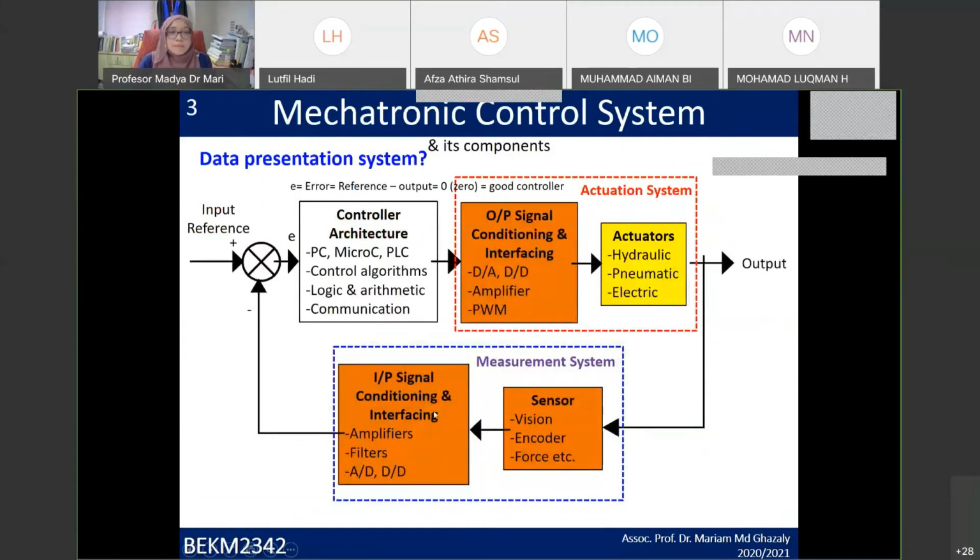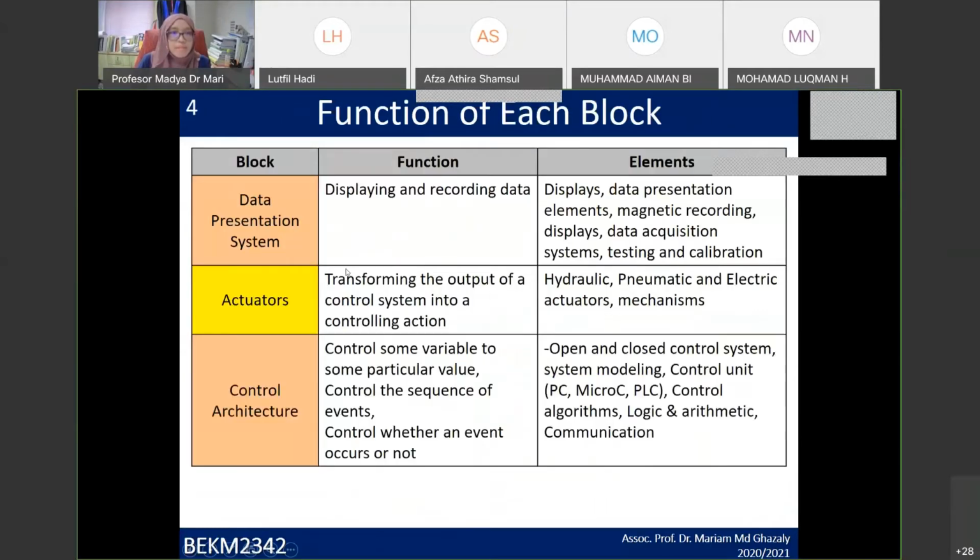Okay, I will just skip this. This one is a normal thing. So what we are going to learn in this topic is actuating systems, and I skip that.